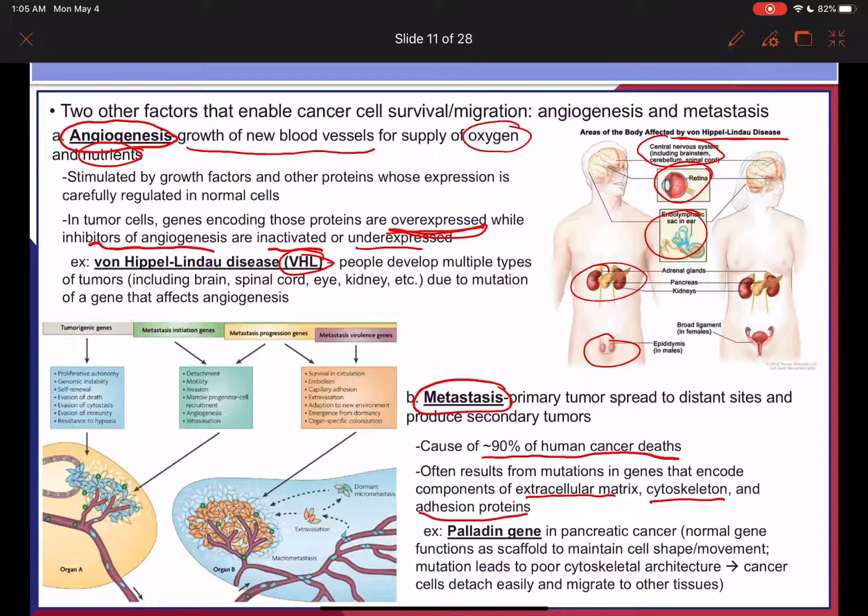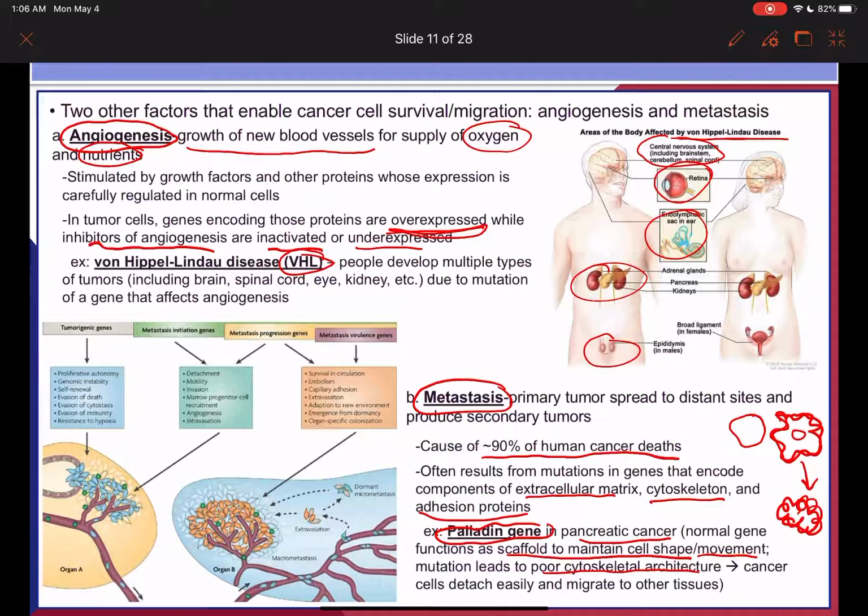One of those genes responsible that has been found in pancreatic cancer is called the pallidin gene. This pallidin gene is expressed in pancreatic cancer, and its normal gene function is that its gene product serves as a scaffold to maintain normal cell shape and movement. Now, if that gene becomes mutated, it leads to a poor cytoskeletal architecture, which means that the cell goes from being round maybe to something like this. That's how they usually draw cancer cells, and it ends up looking like that if they start changing in morphology. And these cancer cells will become detached from their original location. Either they remove themselves easily, and then they will migrate into blood vessels, lymphatics, and like I was talking about, to other places, and start forming a lump of tissue somewhere else and cause secondary tumors to form.